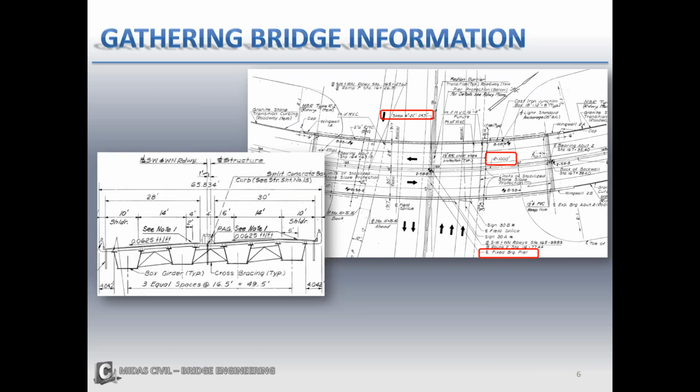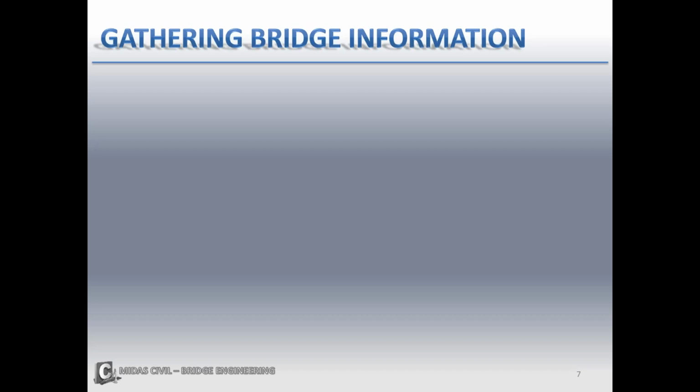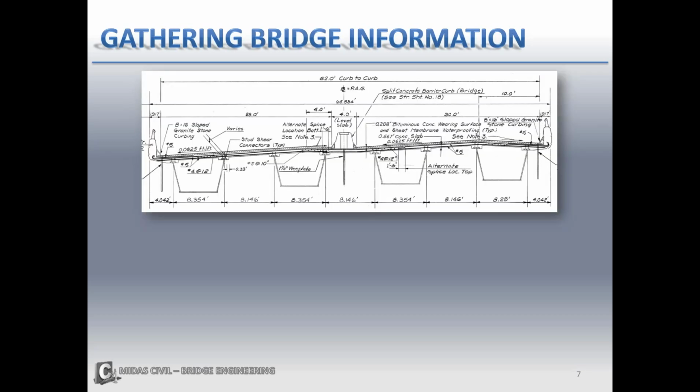From the cross-section, you're going to want to get your deck out to out as well as your curb to curb. You're also going to want to get the spacing between the girders. And from your elevation, you're going to want to get your span lengths along the baseline, which is important to note because basically your girder lengths might change based on where it is in respect to the baseline. You're also going to want to get from your cross-section the concrete slab thickness in more detail, the distances between the girders, as they may vary, as you can see here.